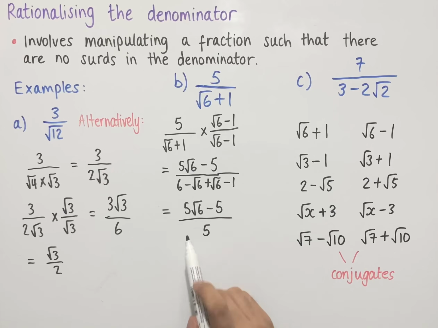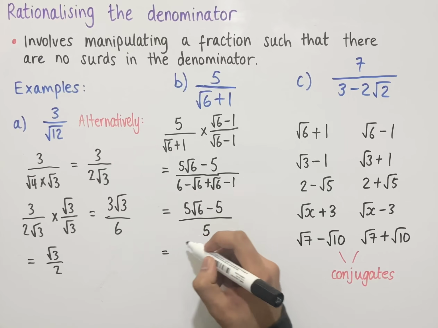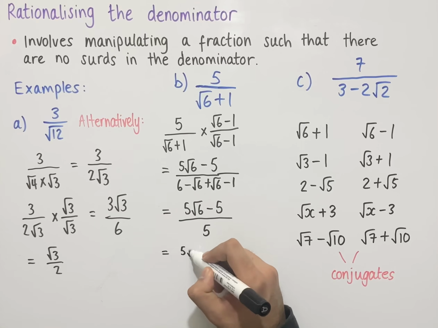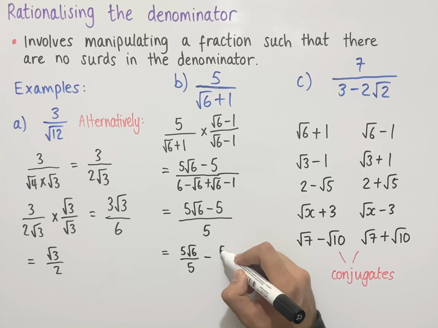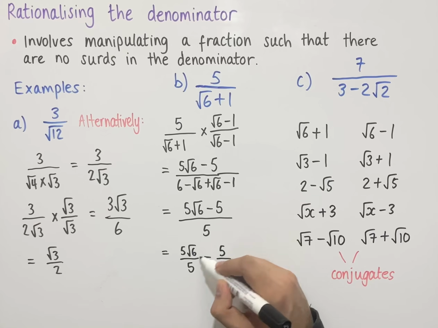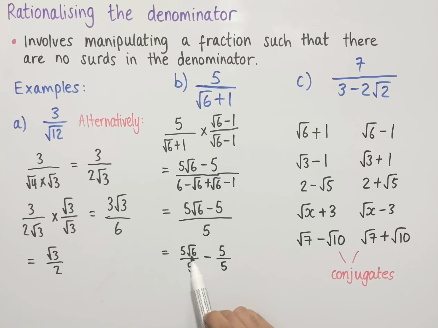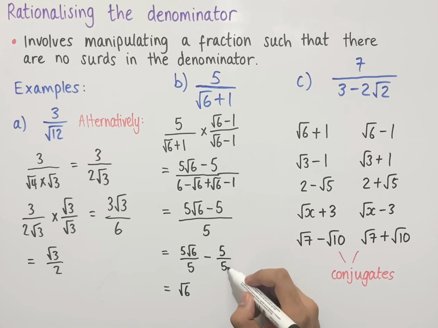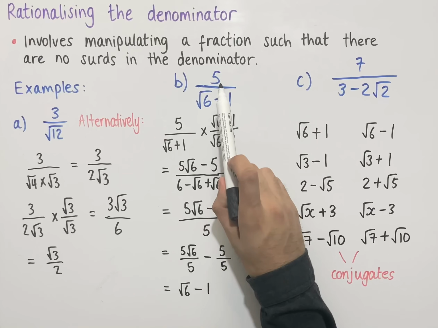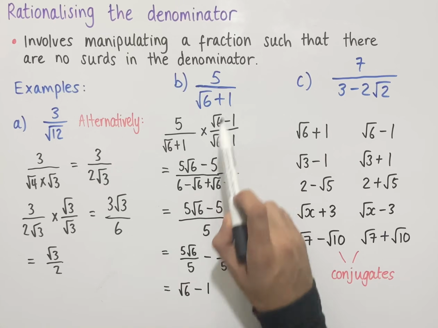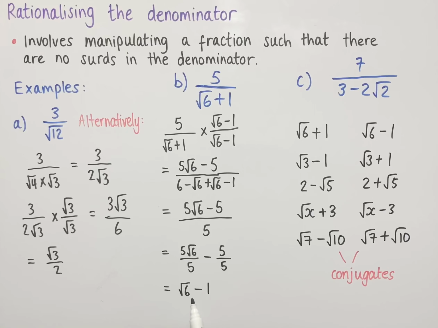We can further simplify this fraction in the following way. So we have two fractions, the first being 5 root 6 over 5, and the second fraction being 5 over 5, and we're subtracting the two terms. And so finally, if we simplify both of these fractions, we have 5 goes into both the numerator and the denominator, and so we're left with root 6, and 5 divided by 5 is 1. So we have minus 1. And so therefore, if we rationalize 5 over the square root of 6 plus 1, we end up with the square root of 6 minus 1.